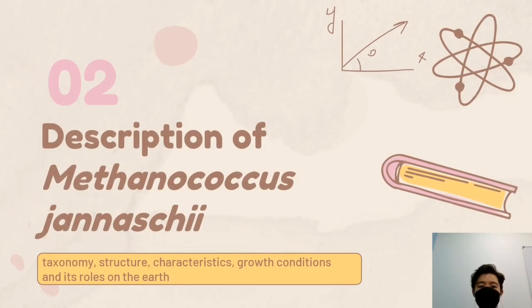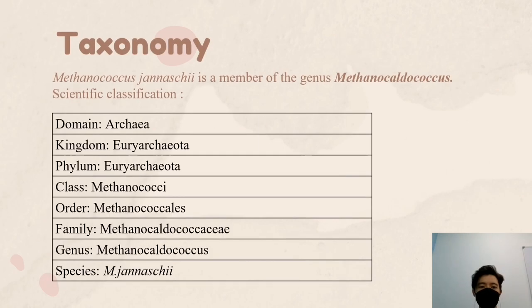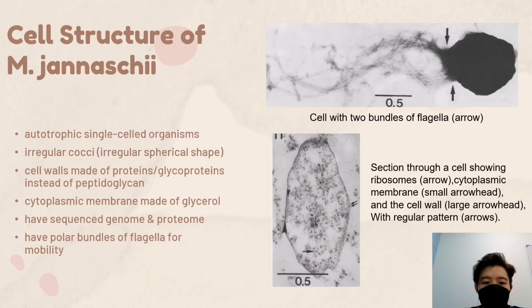Hi, I'm Jensen, and I'll be talking about the description of Methanococcus jannaschii. Methanococcus jannaschii is a member of the genus Methanococcus. It's from the domain Archaea, and it's from the kingdom Euryarchaeota. M. jannaschii is an autotrophic single-cell organism, which means it's an organism that can produce its own food using light, water, carbon dioxide, or other chemicals.